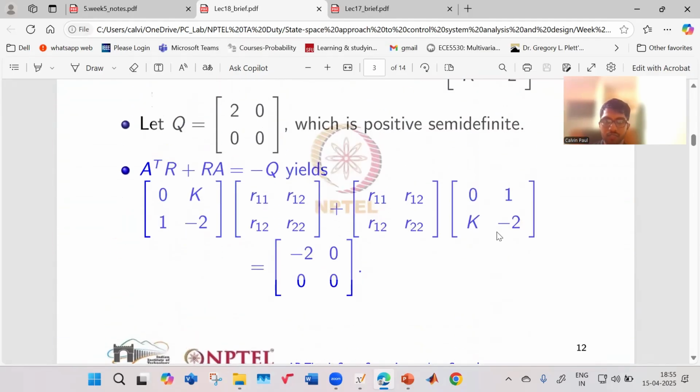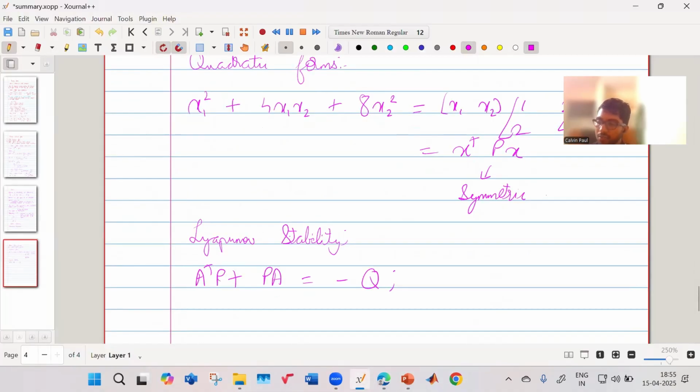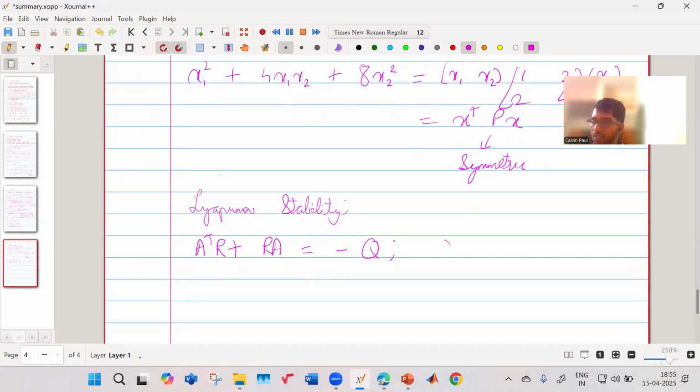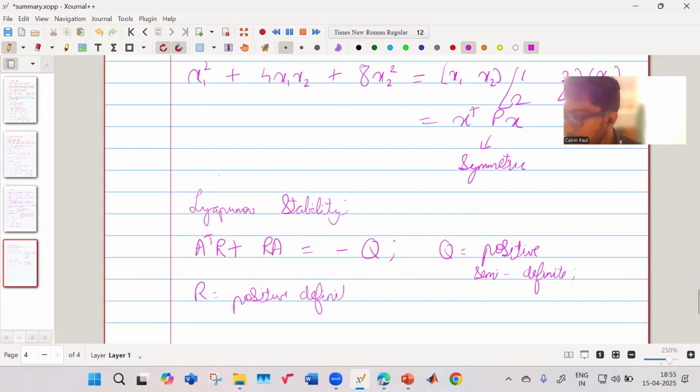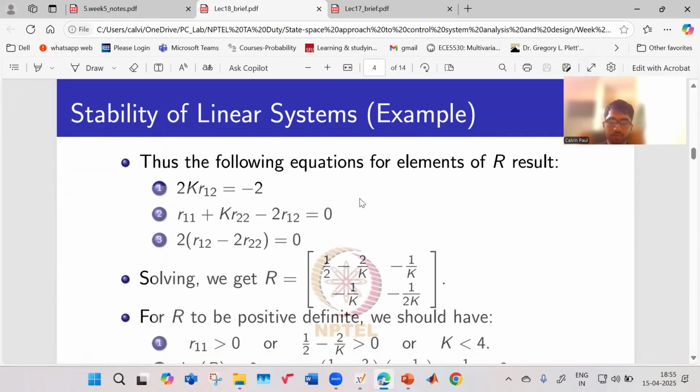One example was there, so let me change it. This is actually A transpose R plus RA equal to minus Q, where we selected Q, which should be positive semi-definite. My R should come out to be positive definite. If this happens, then we can say that the linear time invariant system is globally asymptotically stable.